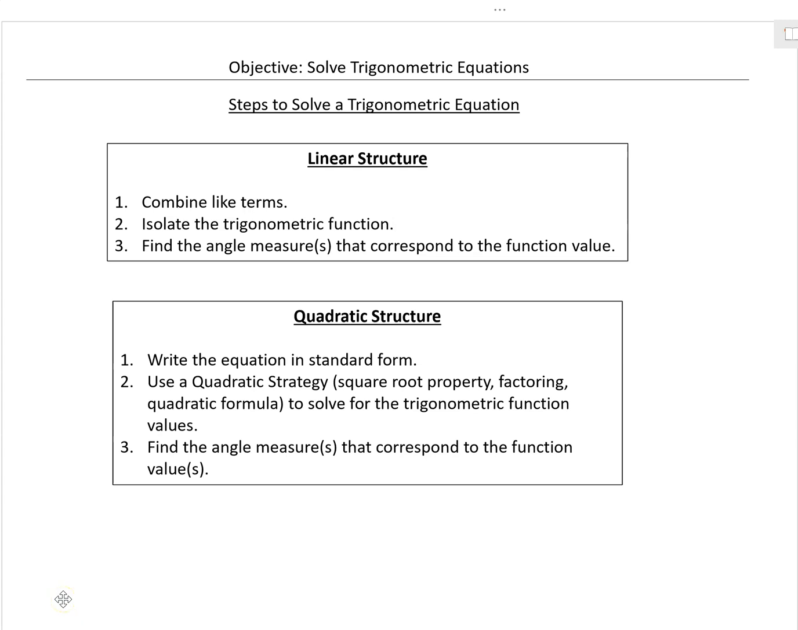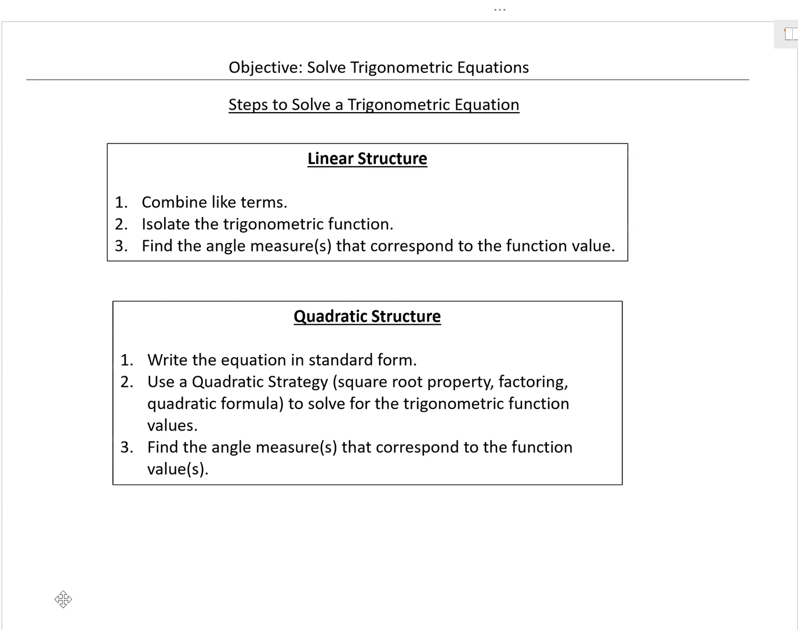and in this lesson we're going to be talking about how to solve trigonometric equations, which are equations that involve at least one trigonometric function. And we're going to look at equations that have what we call a linear structure or a quadratic structure.